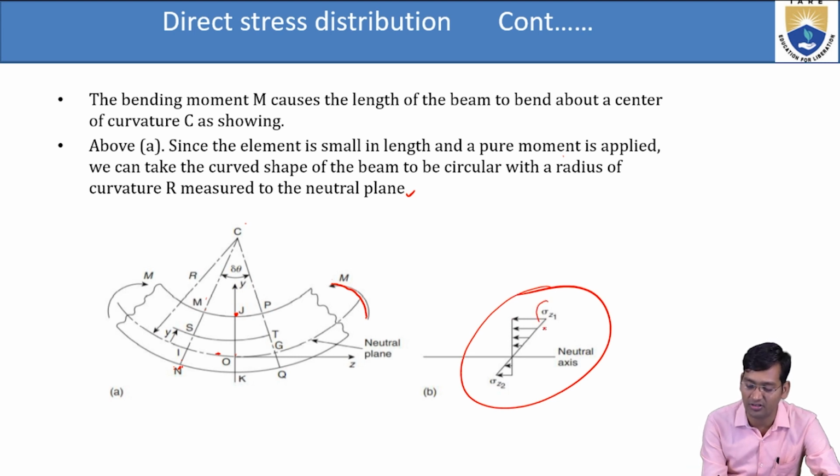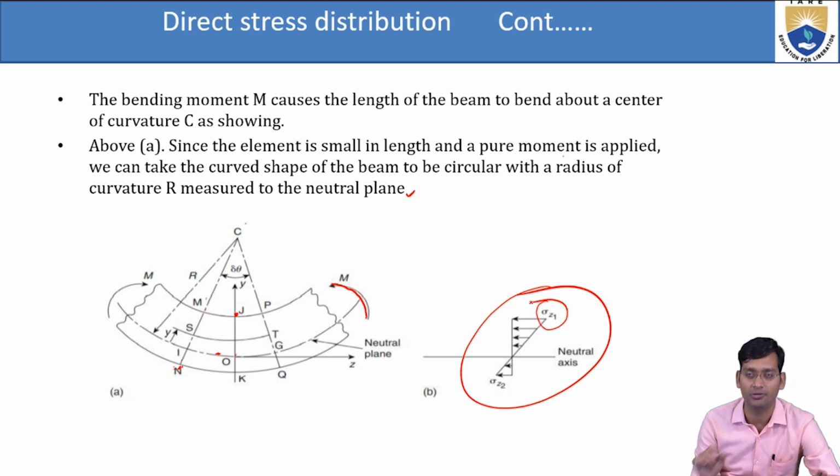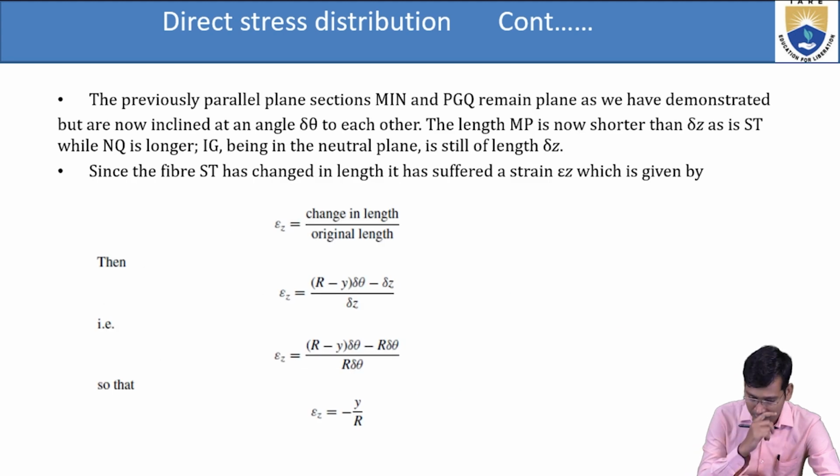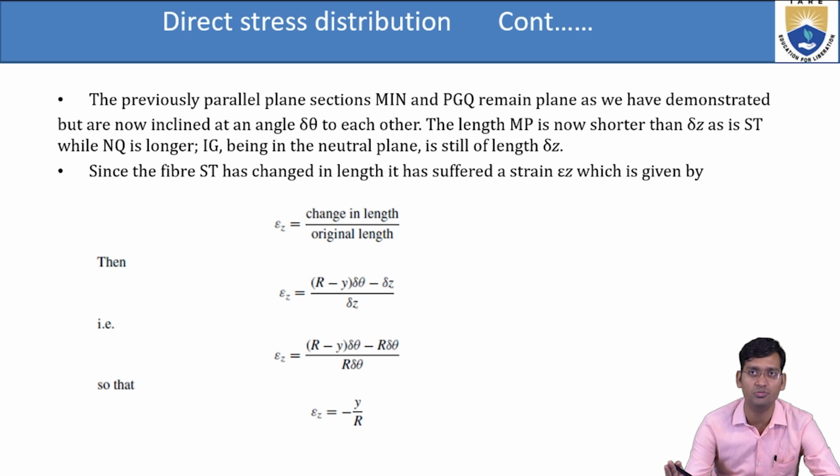That's why it is mentioned here as sigma Z1. Now, how will we find that formula? This is just the distribution. How much amount will be there, by this we can find.